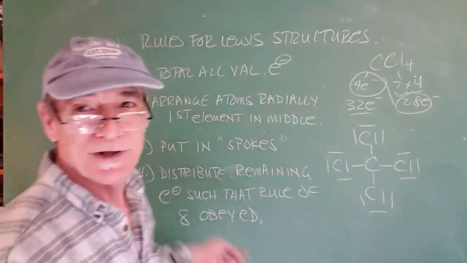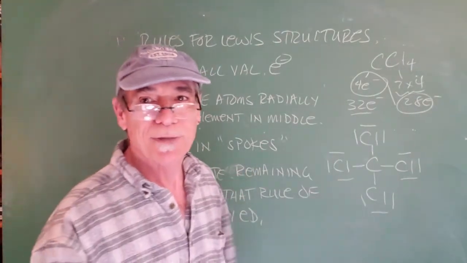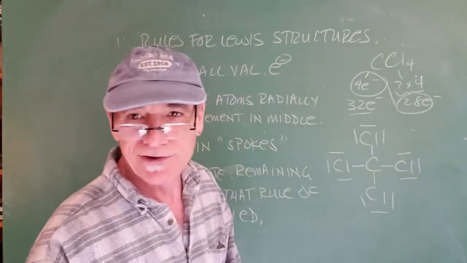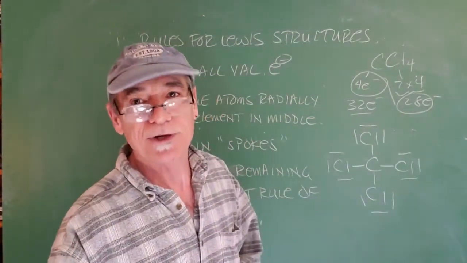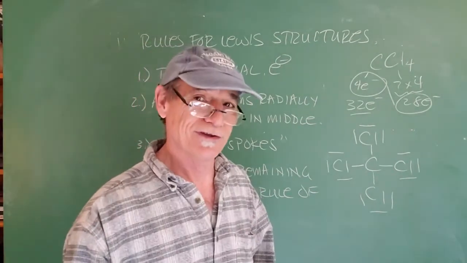Now, here's a nice thing about this. If you follow these simple rules, it will lead you to the one and only possible Lewis structure. There's no other way you could have arranged 32 electrons in that picture so that everybody appeared to have their 8. All right, well, let's do 200 or 300 more of these just to see how you like them.